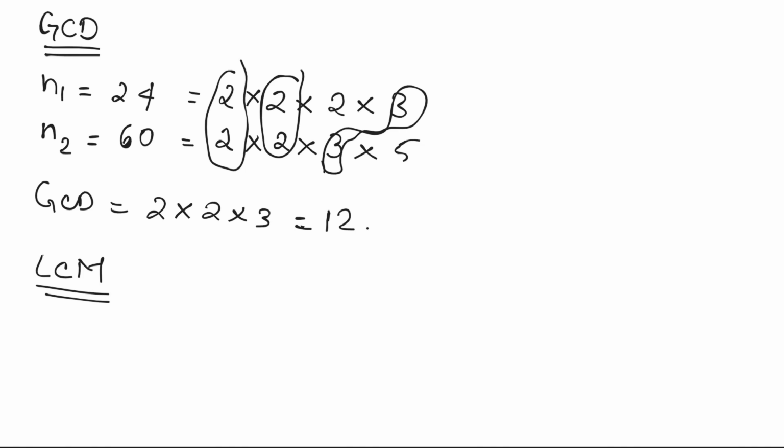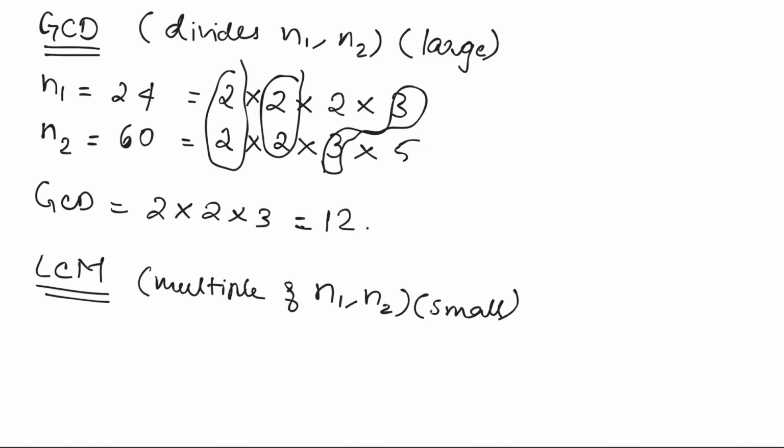Next is LCM. LCM is the smallest integer that is a multiple of both. The difference, if we see, is that GCD is the largest number that divides n1 and n2, while LCM is a multiple of n1 and n2, the smallest possible multiple of n1 and n2. So again, for n1 equal to 24 and n2 equal to 60, from here itself we can see we have 2 into 2, we are taking the factors and then the multiples.